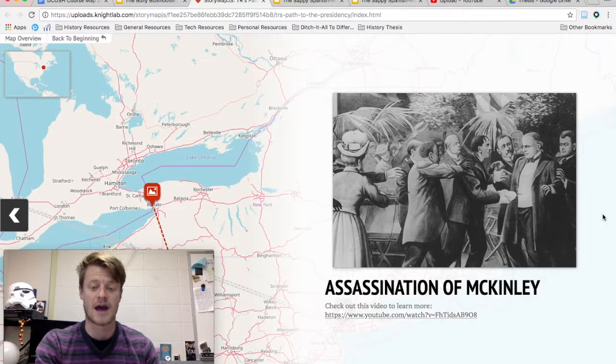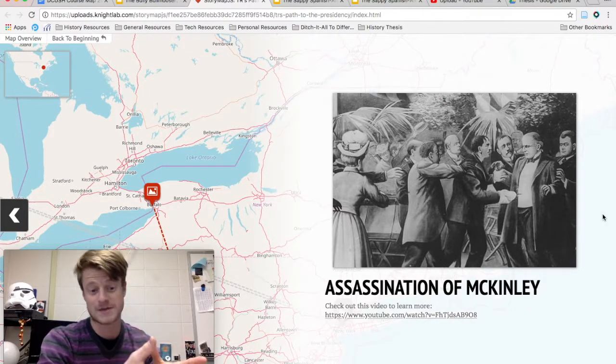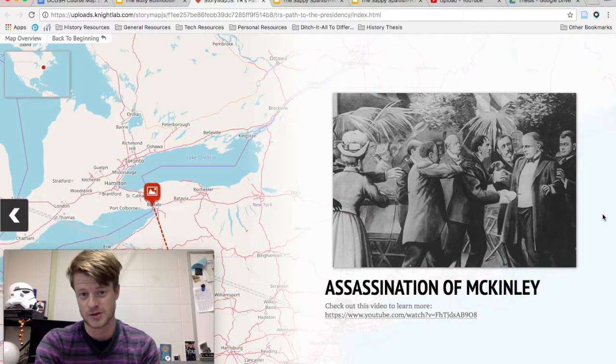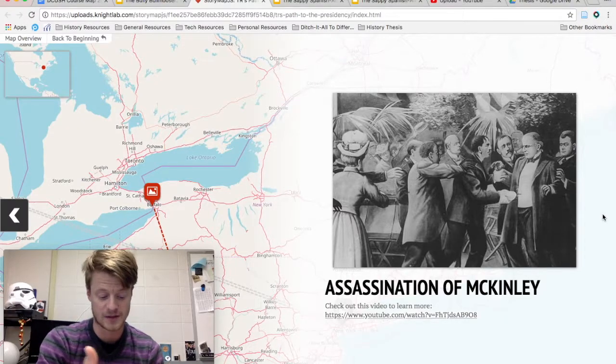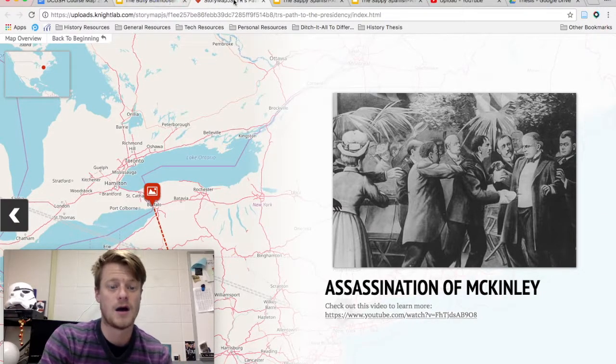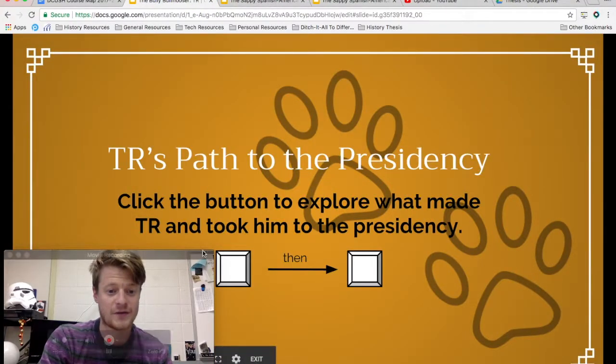And that is actually how we get TR as president. Again, the story map stops here, because McKinley was assassinated by a person who was upset about the spoils system and how jobs were being handed out by McKinley. That is when TR will become president. Okay, so that is his path to the presidency.